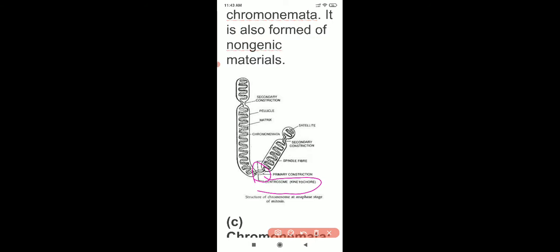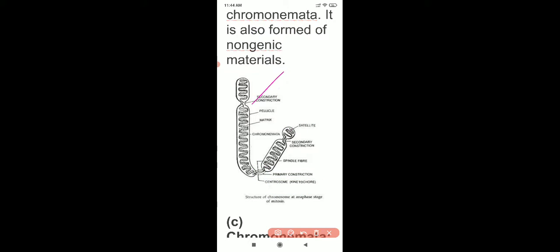Suppose you want to draw it longwise, you will be drawing it like this. Do you notice that I've given a constriction? Suppose that is your centromere, or another name is kinetochore or centrosome. So when you draw chromosomes, you will be drawing like this, with a constriction in between. I think it's understood. Other than the centromere, there are other constrictions also.